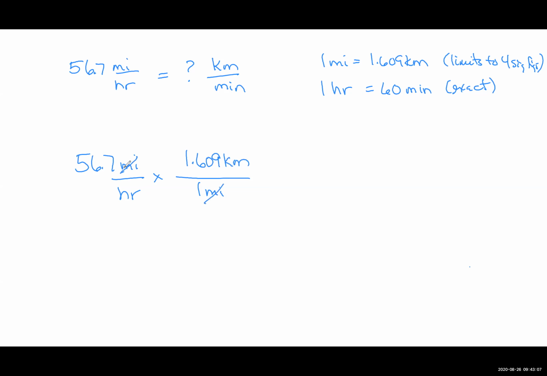Miles now cancels. If we stopped, we'd be in kilometers per hour. Now I've got to get rid of hours. Hours is on the bottom. So I'm going to put 1 hour on the top, 60 minutes on the bottom. Hours cancels. When I crank this through on my calculator, I believe you should get 1.52 kilometers per minute.